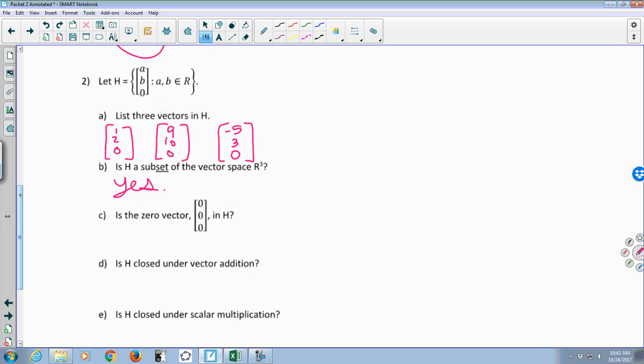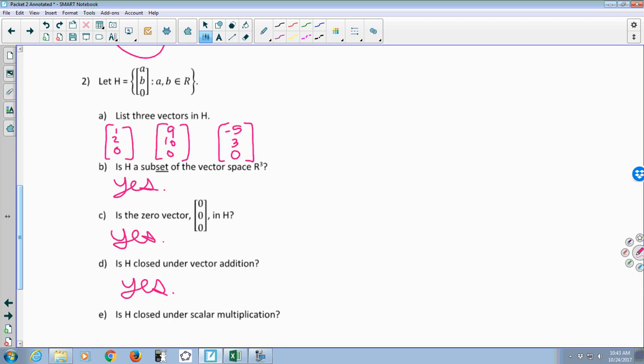All right, so is 0 in my set H? Yes, because you just choose A and B. 0 is a real number, so this is a yes. Is H closed under vector addition? Yeah, so you could check a couple, right? Like add these first two. 1 and 9 gives you 10, 2 and 10 gives you 12, 0 and 0 gives you 0. Because every element of the set has a 0 in the last spot, if you add any two together, you're going to get a 0 in the last spot. So this is going to satisfy closed under vector addition.